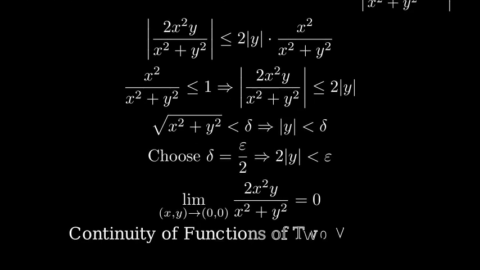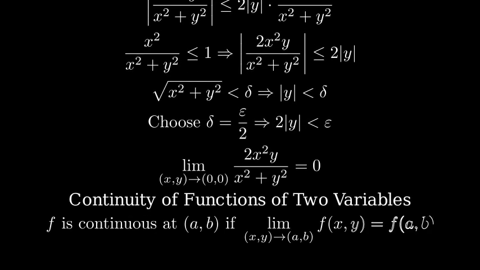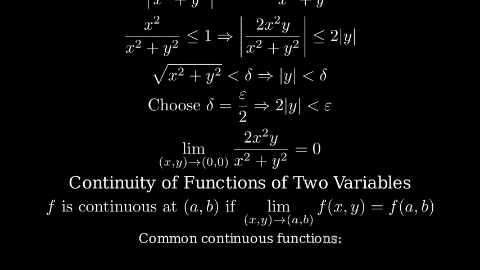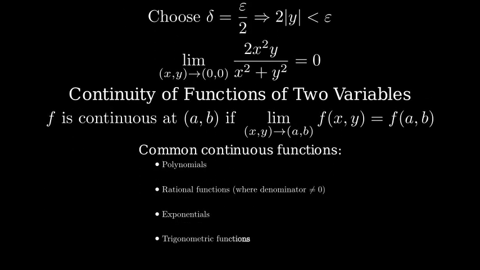Now, let's discuss continuity for functions of two variables. A function f(x, y) is continuous at the point (a, b) if the limit of f(x, y) as (x, y) approaches (a, b) equals f(a, b). In practice, most nice functions such as polynomials, rational functions where the denominator is not 0, exponentials and trigonometric functions are continuous on their domains.